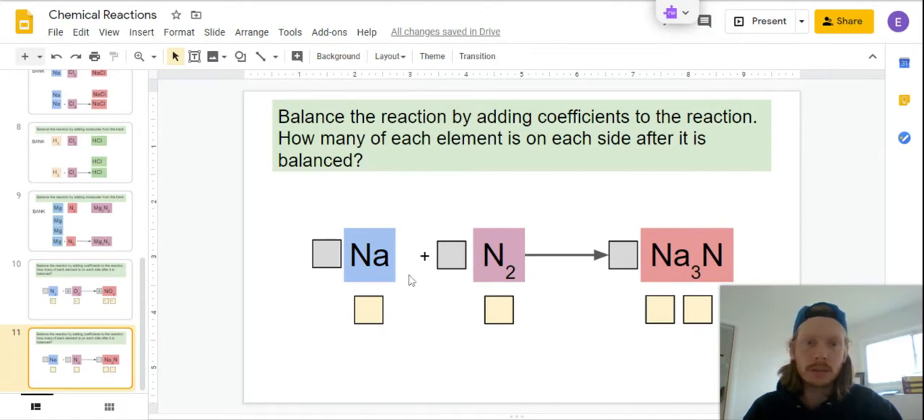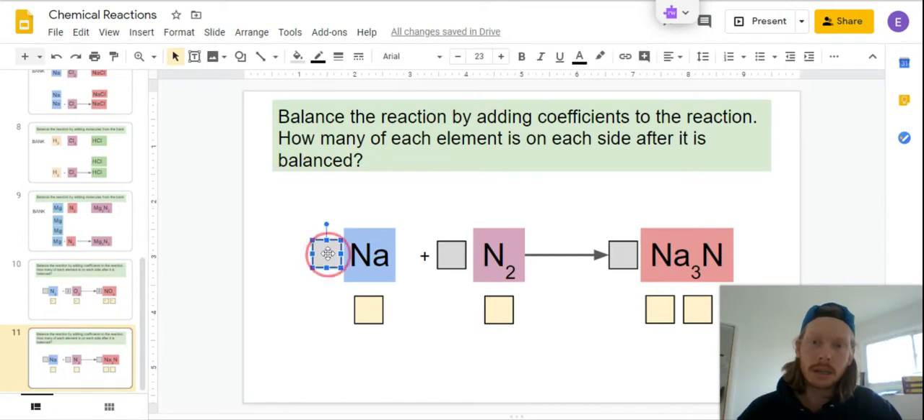Okay, next one. So, a lot going on here. Right off the bat, I see a couple of things. Okay, and I'm going to do this one the long way and show you that sometimes you have to go through it twice. So right off the bat, I see I have 1 sodium on the left, or in the reactants. I have 3 sodiums on the right.